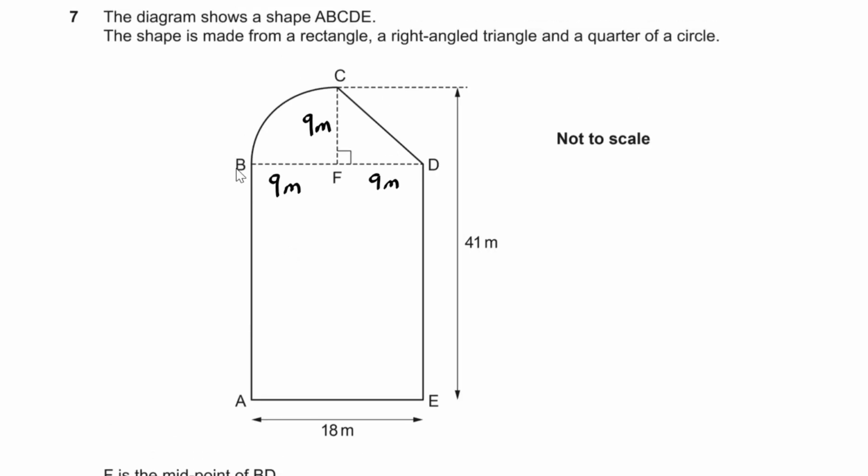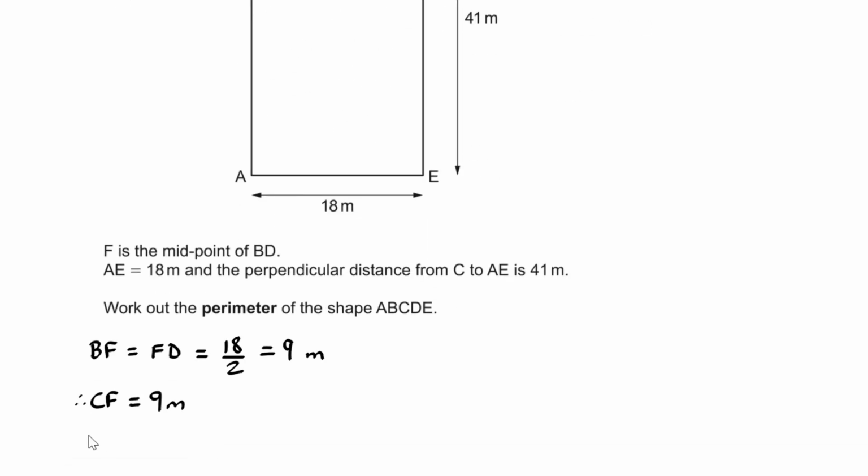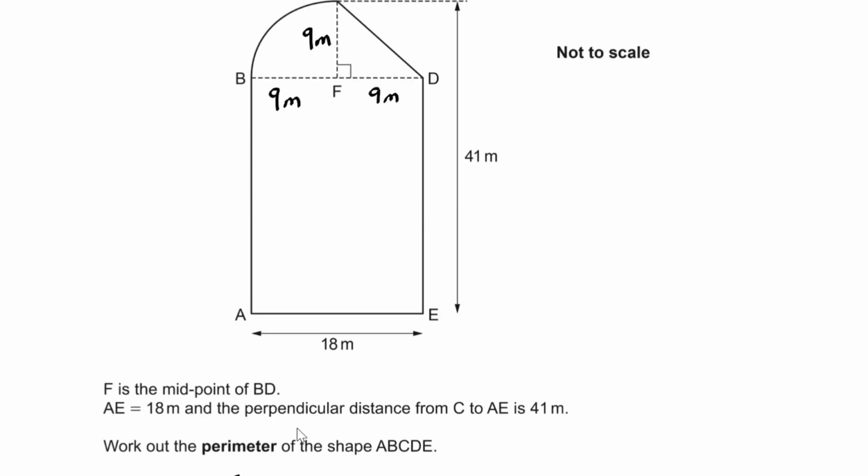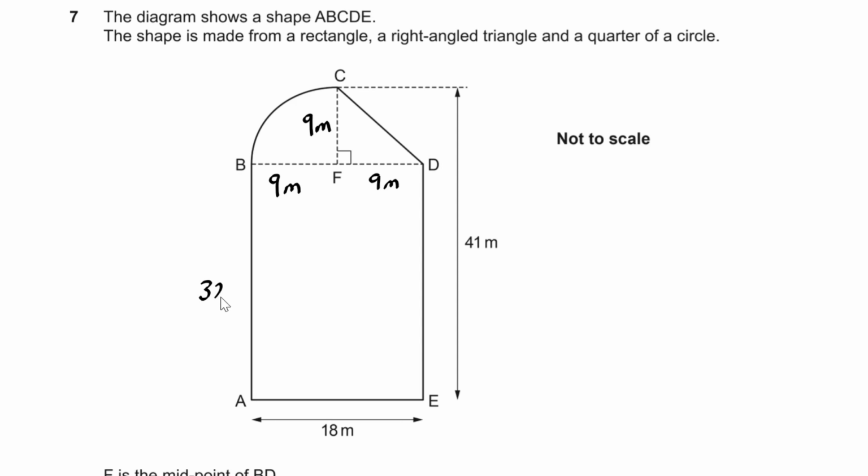And what we can now do is work out the length AB. AB is equal to 41 take away the 9. So AB is equal to 41 take away 9, which is 32 meters. So we've got 32 meters here. And now what we can do is find out the length of this arc.